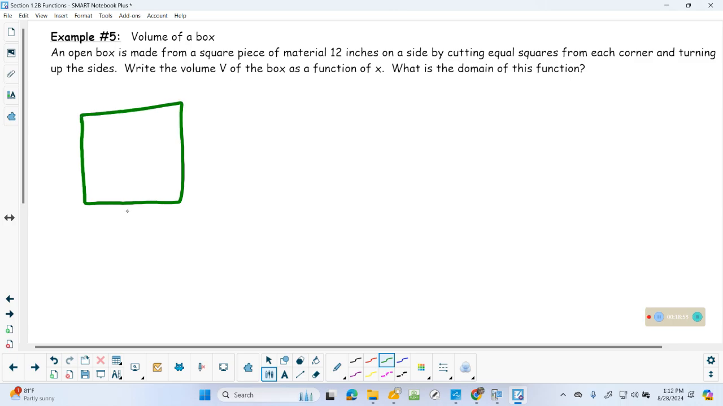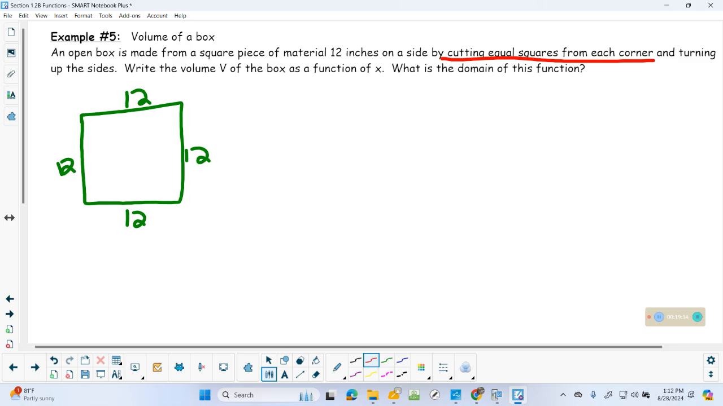12 inches on each side, it says. Okay, here's my square. Back to geometry. Now, here's the fun part. We're going to cut equal squares from each corner and turn them up. Now, I don't know, so picture it, it's like origami gone bad here.